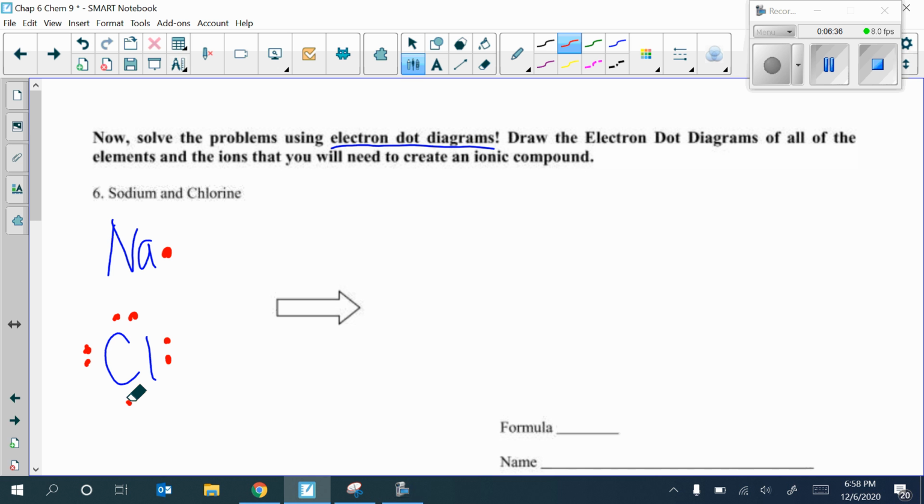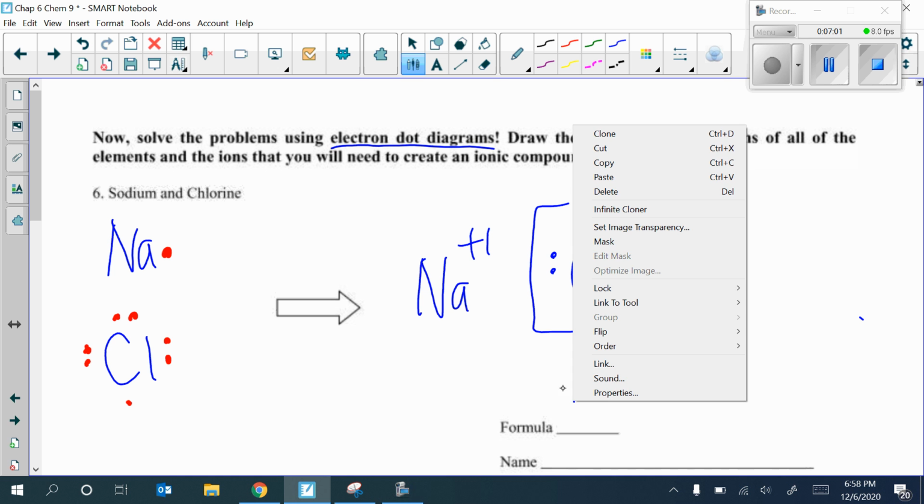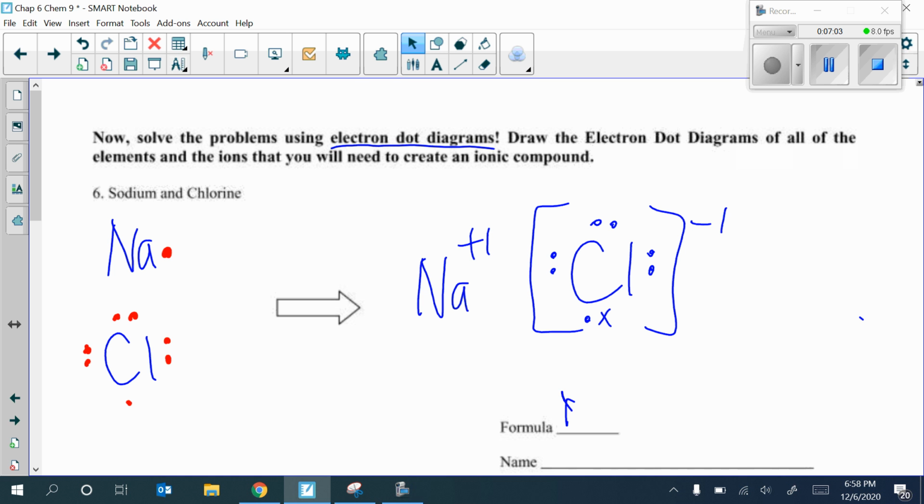Okay, now I want to draw the ions. So I decide that sodium is a metal, so it is going to lose one of its electrons. So I draw Na+1, and I know chlorine is going to take in 1. So it's going to look like this. And it's going to take in 1, and it's going to have a -1 charge. And so the formula is going to be NaCl, and the name, remember the metal does not change, and the anion does, sodium chloride.